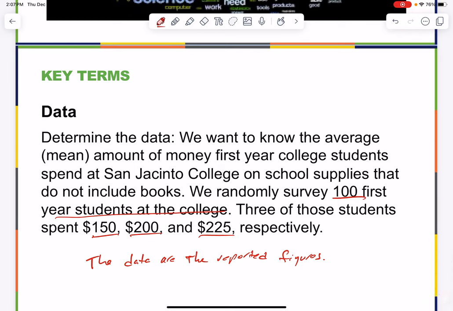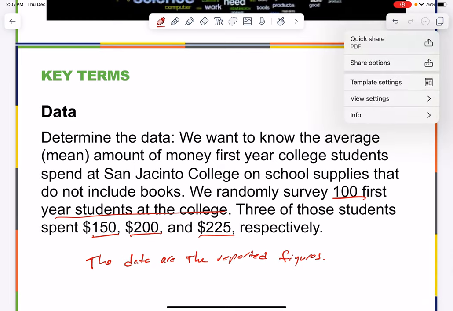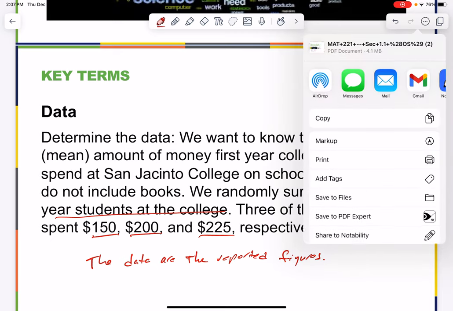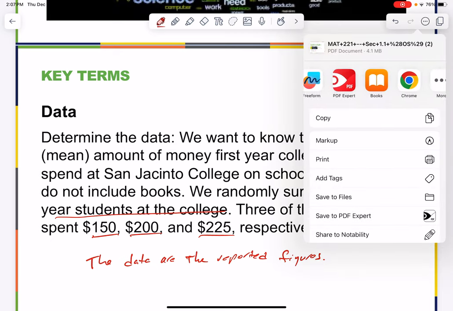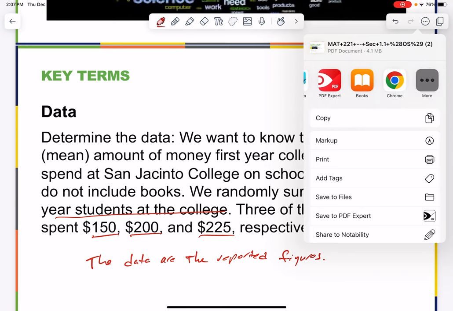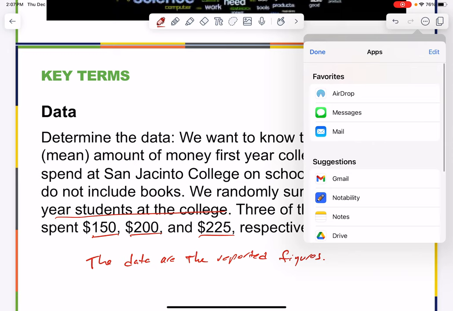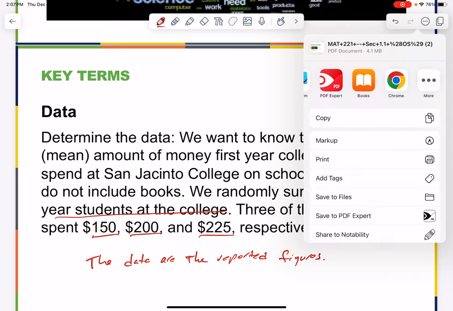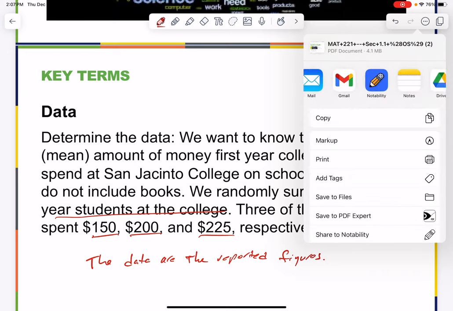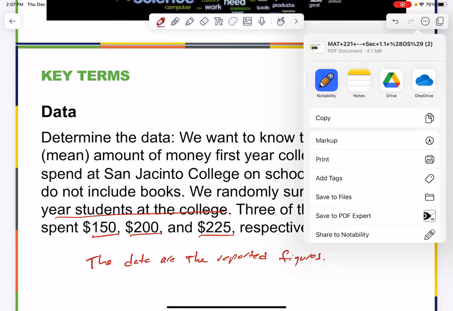All right, so what we would do now is click up here and go quick share, something like that. And I don't know, could we share this to Canvas, I wonder? I don't know. Okay, anyway.